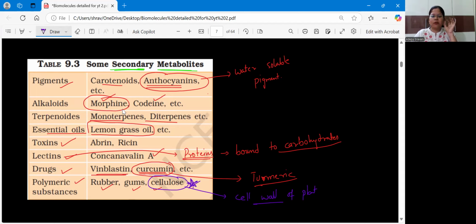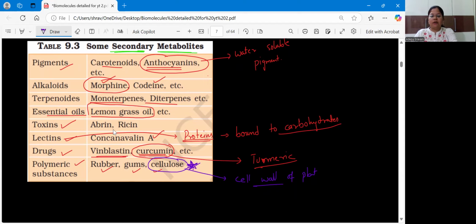Very, very important. Usually I've seen students getting confused with this cellulose. They say we know the function of cellulose now, so why don't we consider it as primary metabolism? No, the answer is secondary metabolism only. So cellulose will be considered as secondary metabolism only. So this table is very, very important from the NEET point of view. Definitely one question will be coming from this table. So this is all about the introduction part of this chapter.